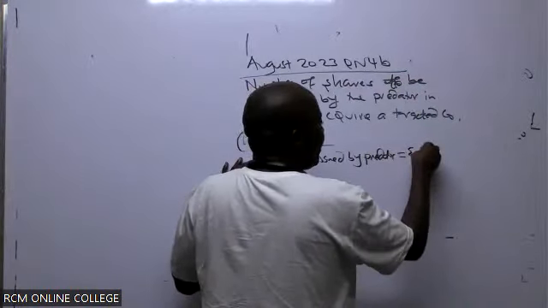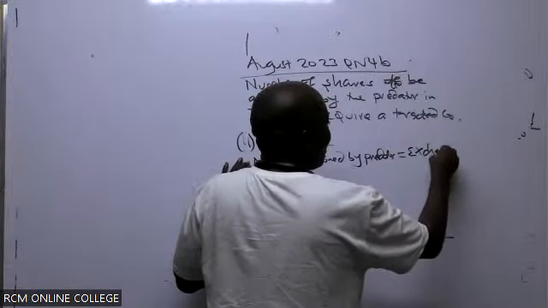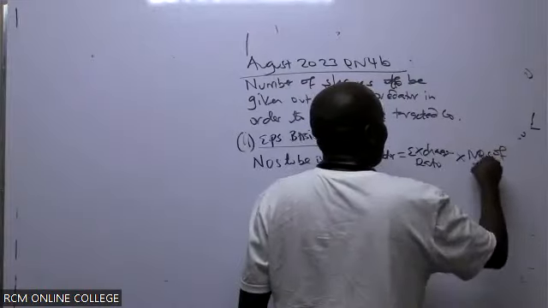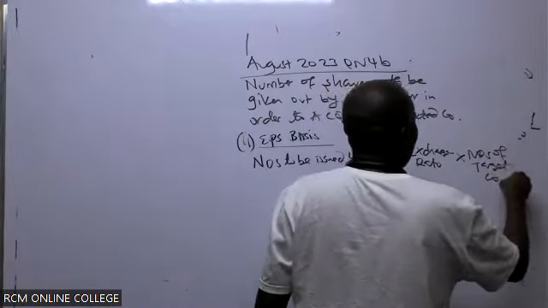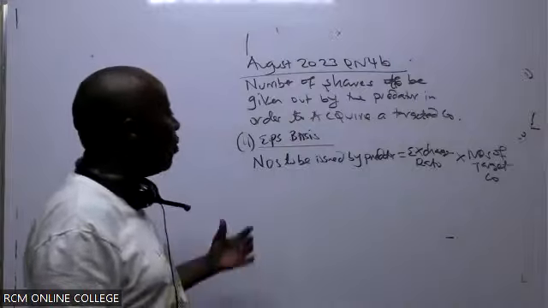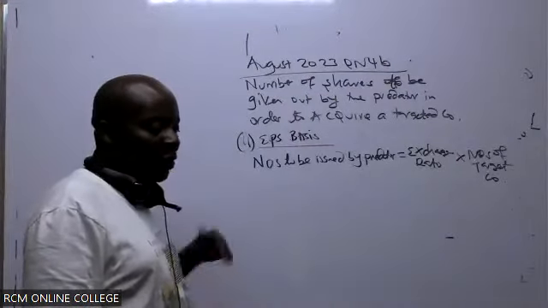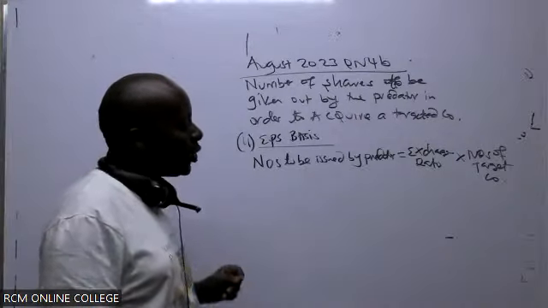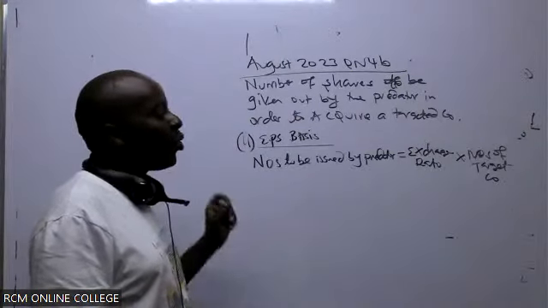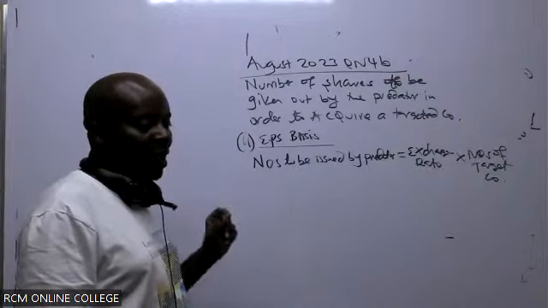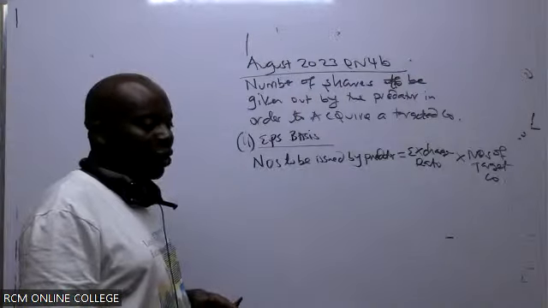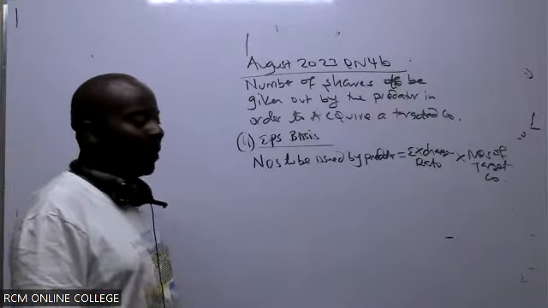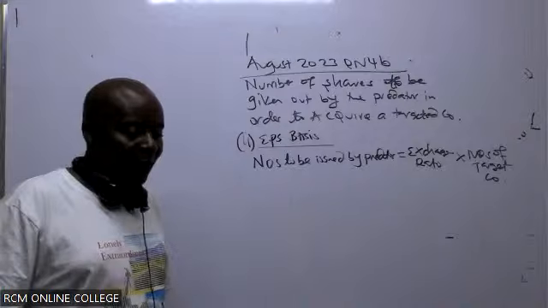Very easy. We'll take the exchange ratio times NOS of the target company. Anytime they want us to give them NOS of the predator, NOS stands for number of shares to be issued out by the predator. Always take the exchange ratio times the number of ordinary shares of the targeted company.